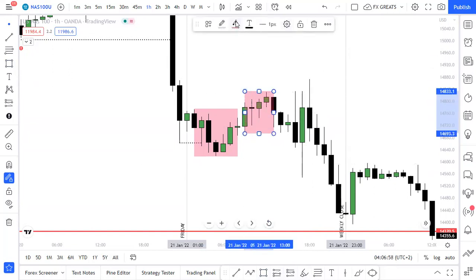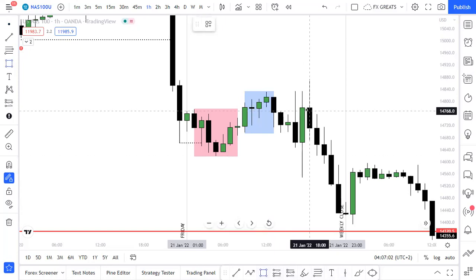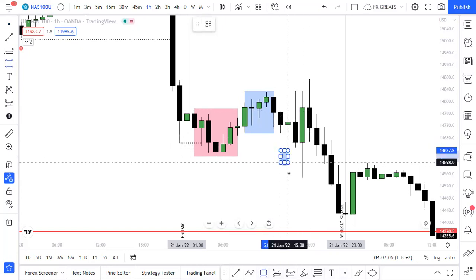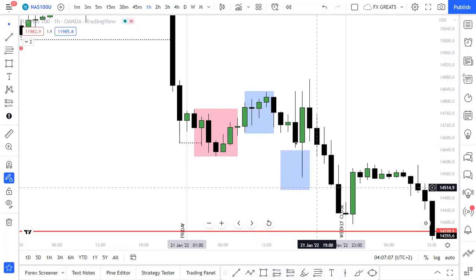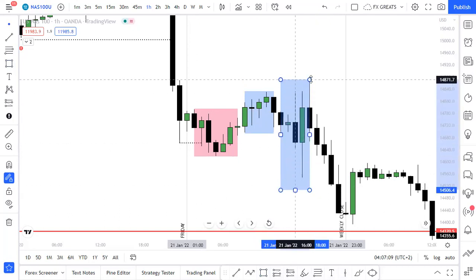Okay, let me change the color. Just need this one. And then the New York session starts at 2 o'clock and then it ends at 6 o'clock, South African time. This is South African time.